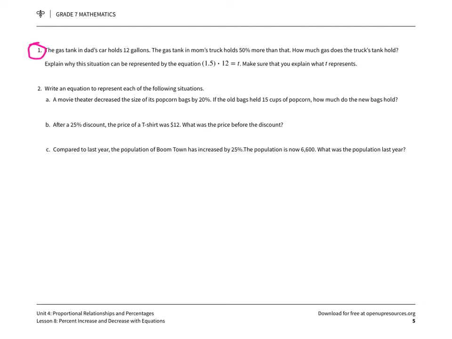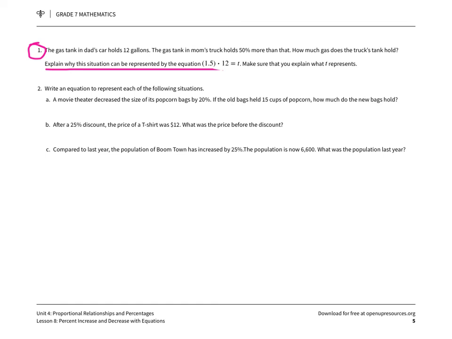So the question here is, explain why this situation can be represented by 1.5 times 12 equals T. Well, the 1.5 is our 150%. Percent to decimal, decimal to percent, times the 12 was the initial amount, gives us the T, and the T would represent how much gas is in Mom's gas tank. Part 2 here, write an equation to represent each of the following situations. Now these, again, not easy.